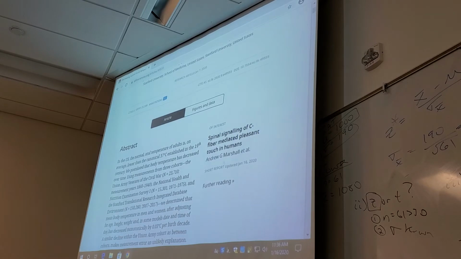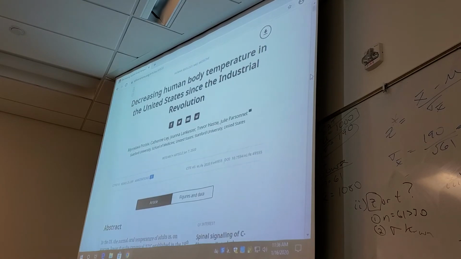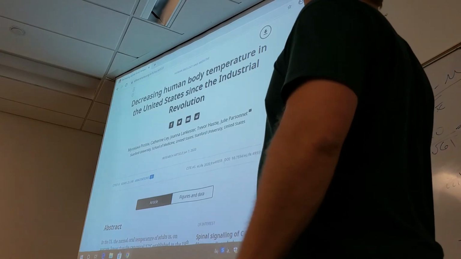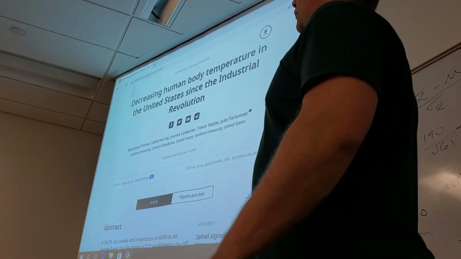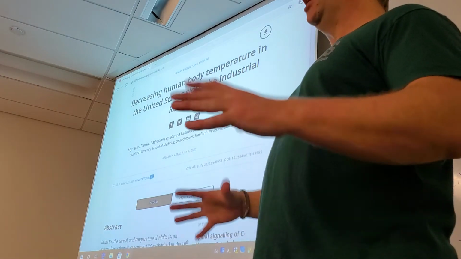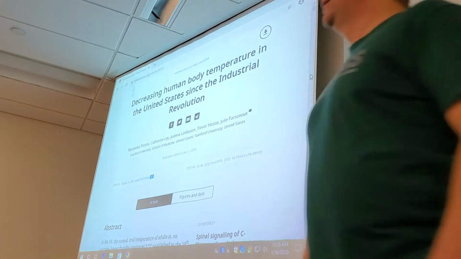This is a study. Now read that title. This is really fascinating. I know nothing about this. I just found this. Human body temperature apparently has been decreasing since the Industrial Revolution. That's really funky. We're all becoming snakes.